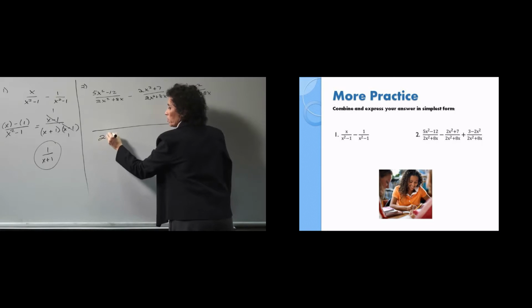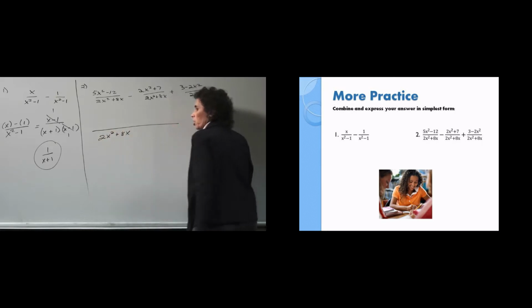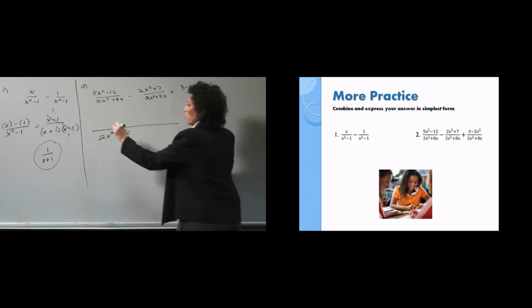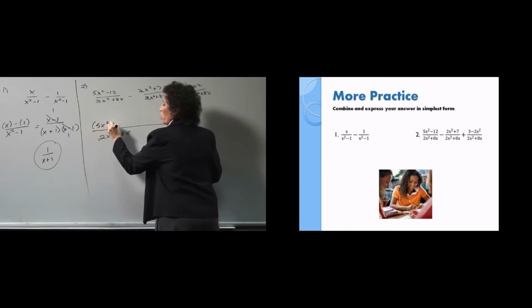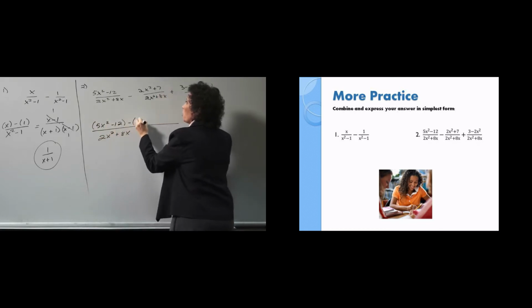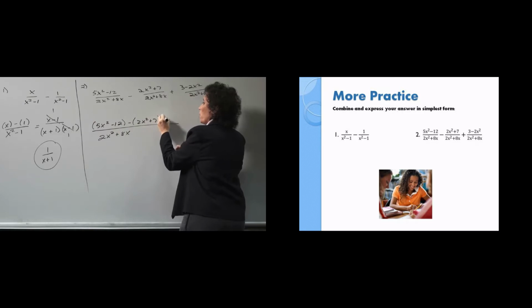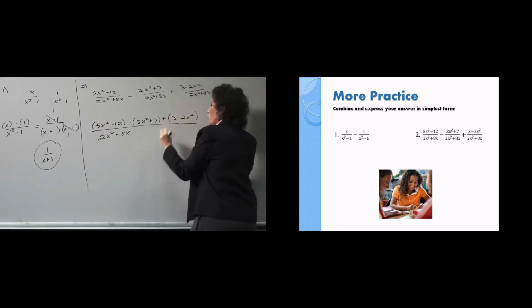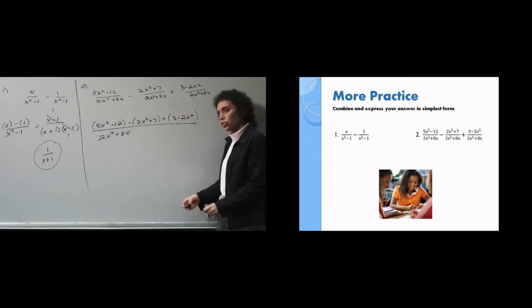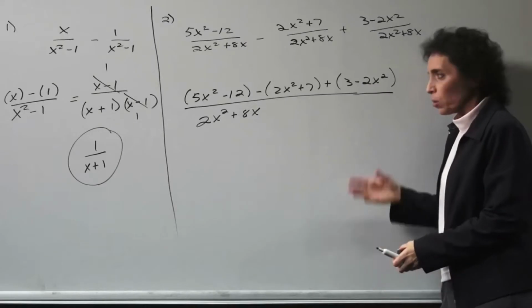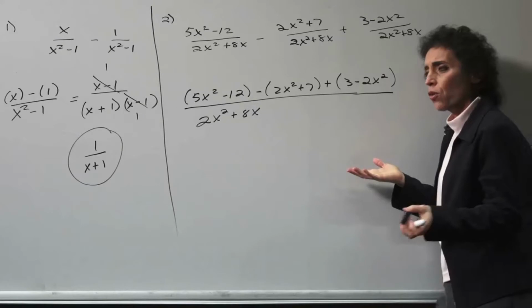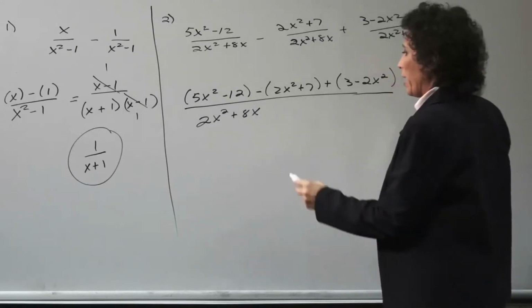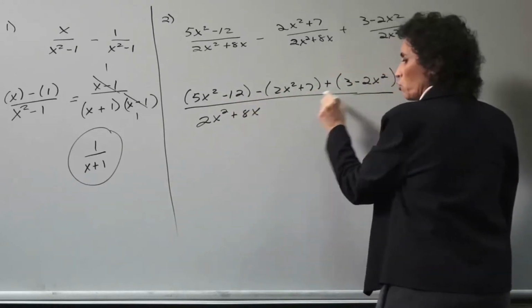2x squared plus 8x is my least common denominator. And I have 5x squared minus 12 minus 2x squared plus 7 plus 3 minus 2x squared. I know what you're thinking. You're thinking, why is she not getting a rash? I'm not getting a rash because I'm combining these. It doesn't matter what order they're in. Commutative property, baby.